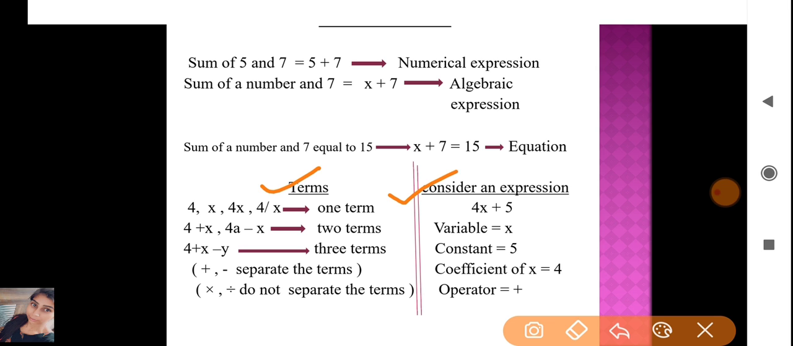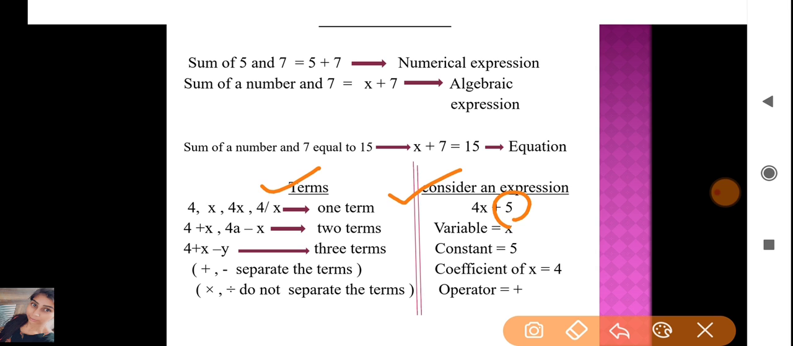Let us go for one example. Consider an expression 4x plus 5. As I have already explained, 4x plus 5 is an algebraic expression. Here you can see what is the variable. Variable means the quantity whose value is not given. The value of x is not given, so the variable is x. Constant is 5, because when you get different values of x, this 4x will keep on changing. That means the only fixed value here is 5. The constant is 5.